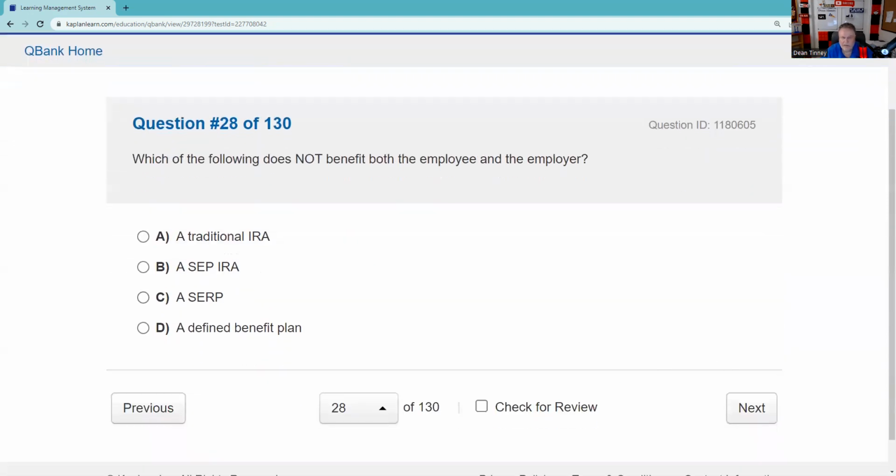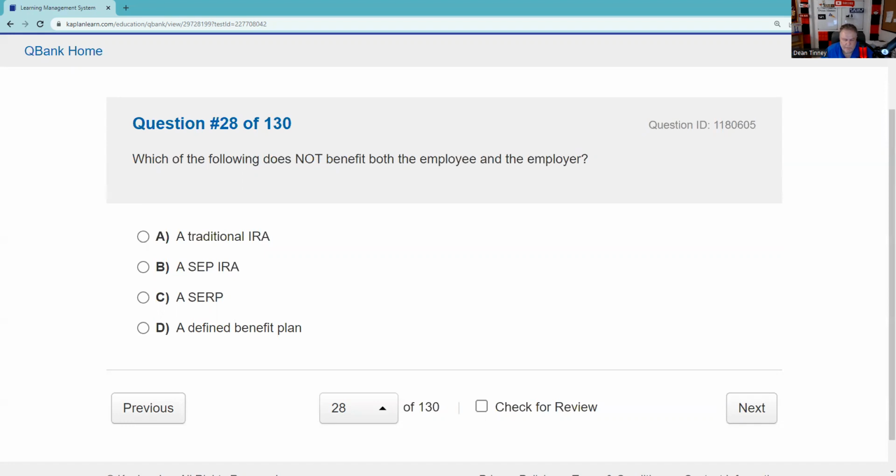Which of the following does not benefit both the employer and the employee? So we're looking for something where it looks like three of these things in the question are going to benefit both of them, and one is going to benefit one but not the other. All right. So which of the following does not benefit both the employee and the employer?